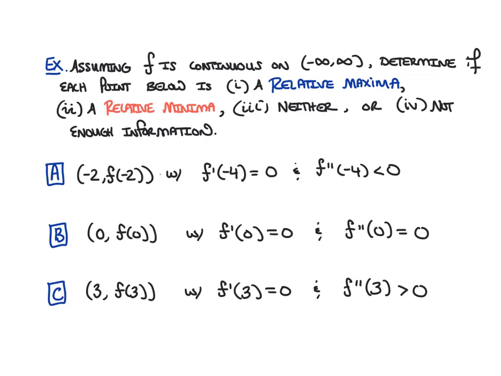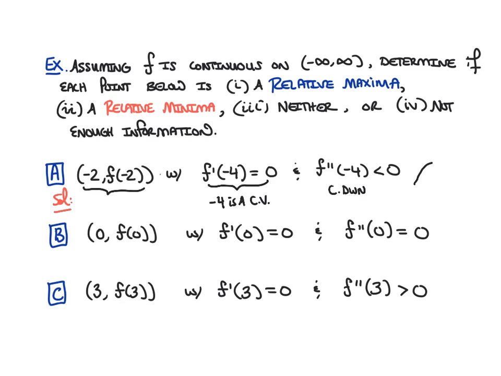Okay, so let's go through. Let's see how this works. Part A. They're giving me a point on some mystical graph, which I don't have here. This is my ordered pair. This tells me that -4 is a critical value, so it is a point where I could have a max or a min. And this tells me that I am concave down.